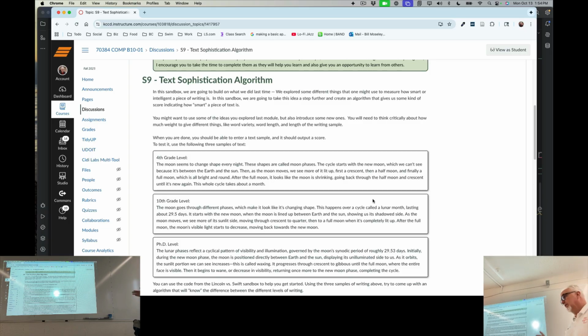And you can use some of the things, like I said, I would go back to the Swift and Lincoln code and look at some of the functions that are there and how it was treated, and use some of those ideas. But it should be a single function. It should take a string as an argument, and it should return a number. Okay? So that is S9.